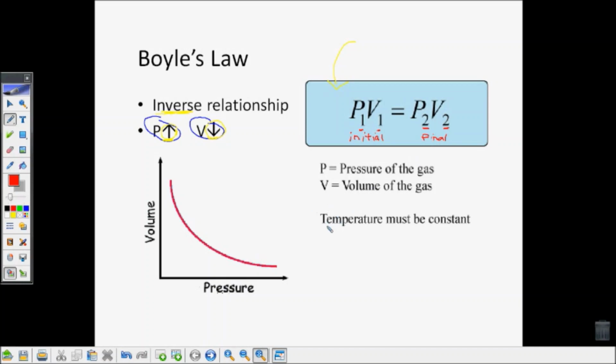Also notice that temperature is not mentioned. The reason for that is because it is remaining constant or unchanged during the problem. So we must assume that temperature remains unchanged in a Boyle's law problem.